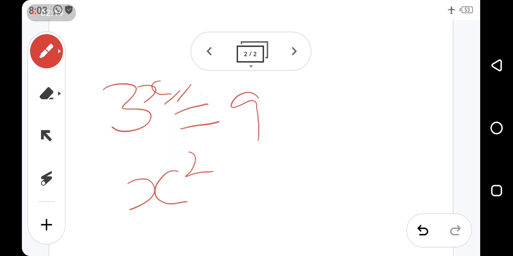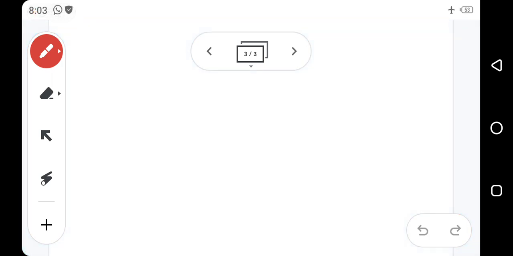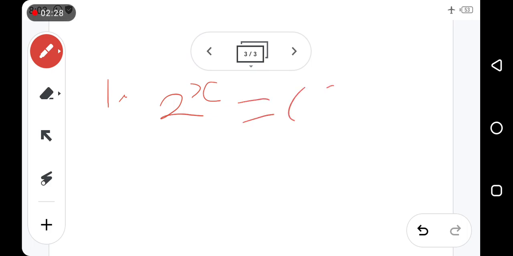So let's take some few examples. Example 1: we have 2 raised to power of x is equal to 16. This is actually very simple. So solving this now, you have 2 raised to power of x is equal to 16. What will you raise 2 to give you 16? Since you have 2 at the left hand side, what will you raise 2 to also give you 16?